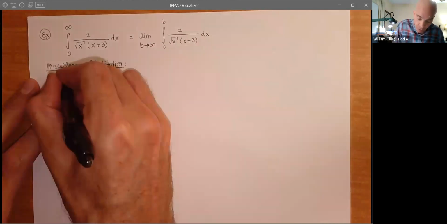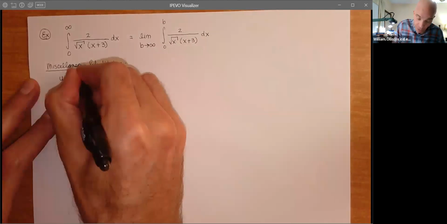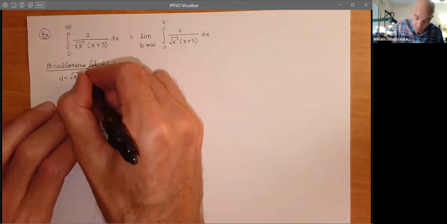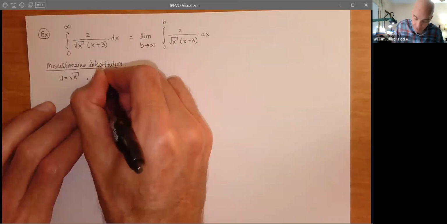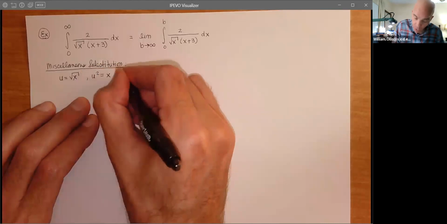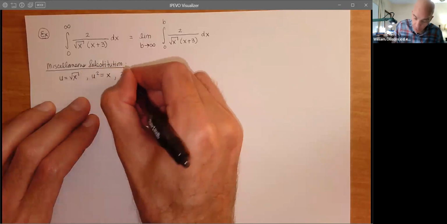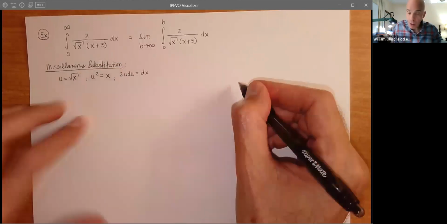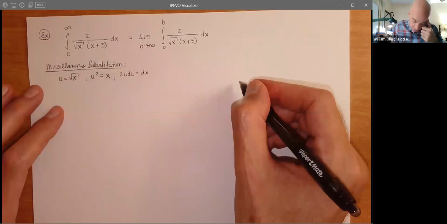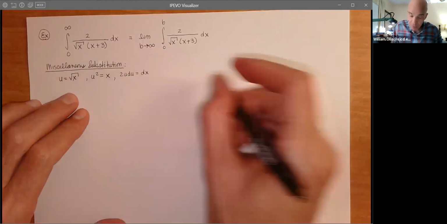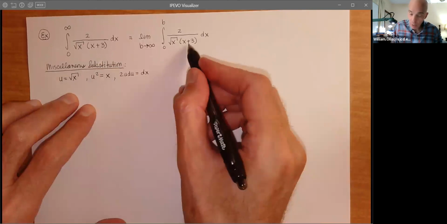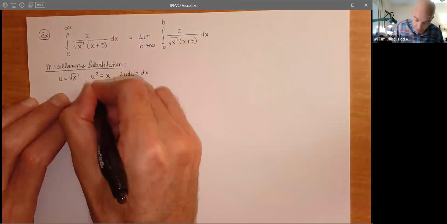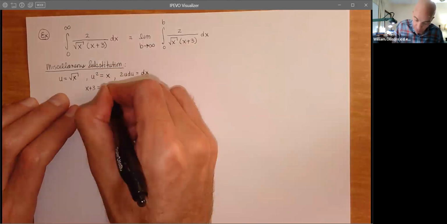So we'll let the u, we'll do the Professor Ron way. We'll let the u be the square root of x, and then of course we'll square u to get x. So now, of course, 2u du equals dx. Just taking the differential. Again, old hat. We've done this many times. And so now, what will x plus 3 be? u squared plus 3. So x plus 3 is u squared plus 3.